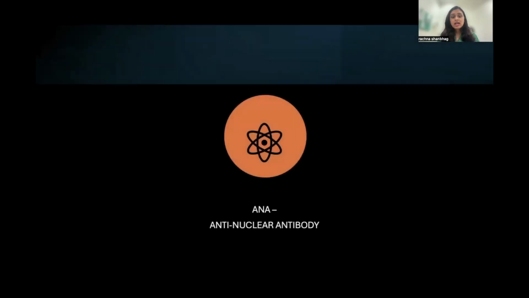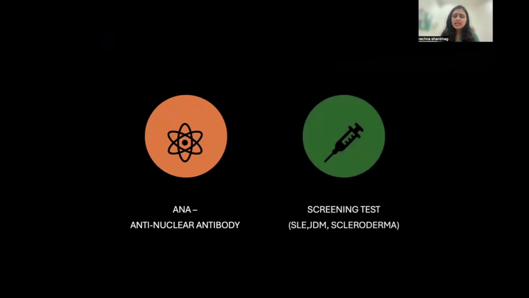ANA, as we know, stands for anti-nuclear antibody, which means these are antibodies produced against self-antigens present in the nucleus as well as the cytoplasm of the cell. It is a screening test used for various autoimmune diseases and can be positive in SLE, juvenile dermatomyositis, scleroderma, and even mixed connective tissue disorder.